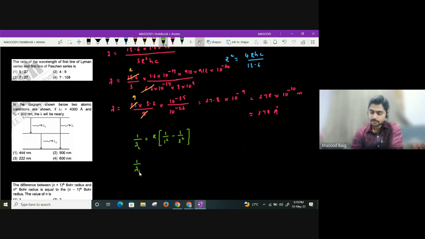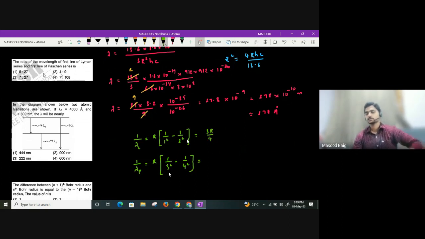For the Paschen series, if I consider, the transition should be made from the fourth state to the third state. This is for the first line again. The first line will always be obtained in any series when the transition is made from just the above state to the given state. So I'll get 1 minus 1 by 4, which is 3 by 4. This you get as 3R divided by 4. However, for this one, 16 minus 9, you will get 7. 7R divided by 16 into 9, which is 144.